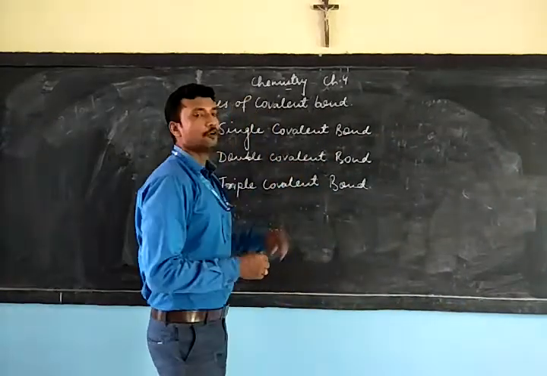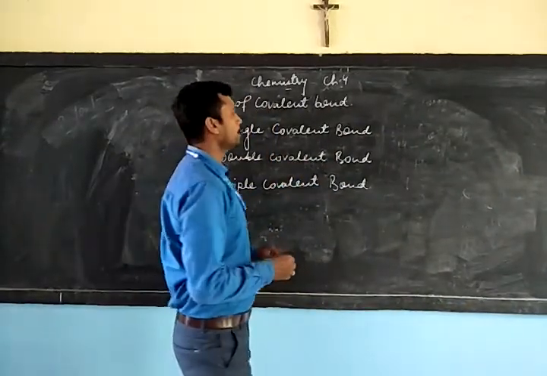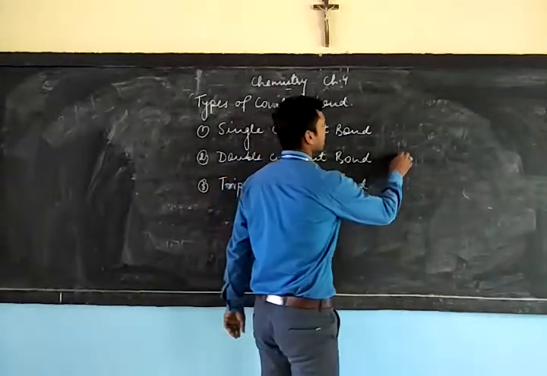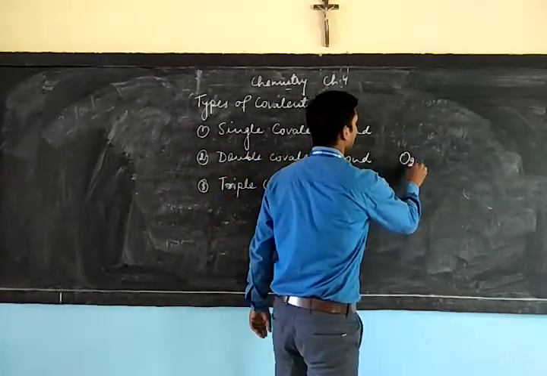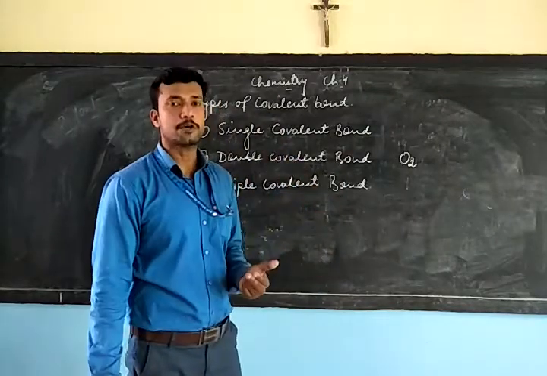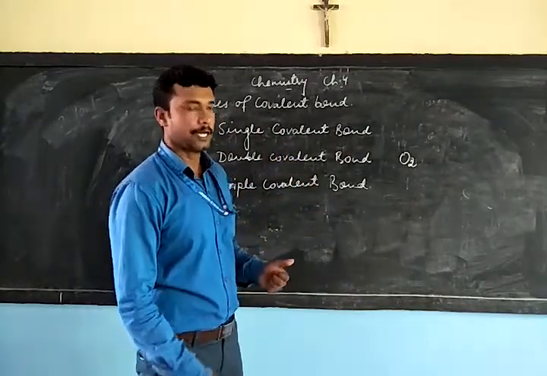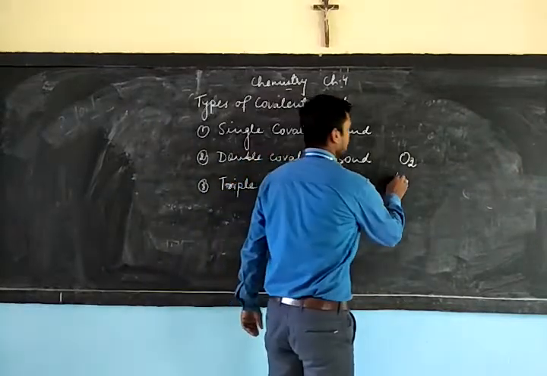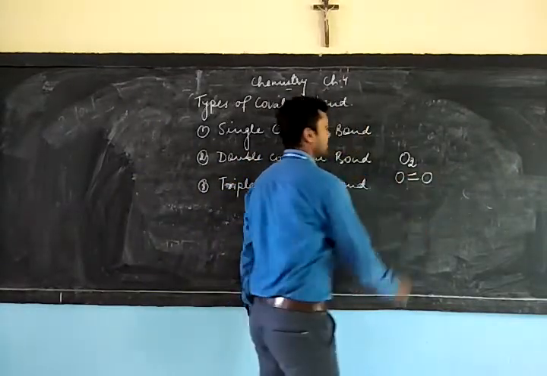Next, coming to double covalent bond. A very common example is O2. Just now I showed you there will be two bonds between two oxygen atoms. This is how the bonds are.